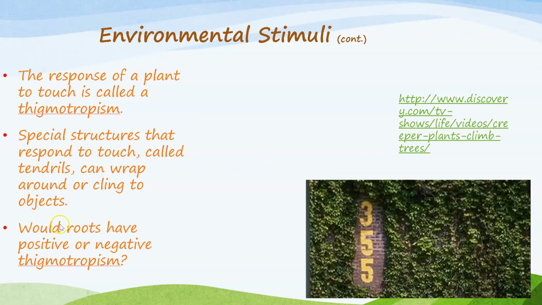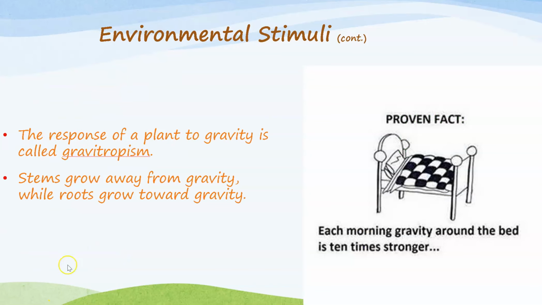Thigmotropism is a response to touch. Plants respond to touch. Tendrils, you can look up really cool time-lapse videos about vines and tendrils. I showed a picture of Wrigley Field here. Of course, the vines growing on Wrigley Field are a hallmark of the friendly confines. But touch, thigmotropism. Would roots have positive or negative thigmotropism? Once they hit something, are they going to keep going that way, or go somewhere else? Hopefully you'll see that they change direction if they can't burrow through it, because they want to get nutrients for the plant.